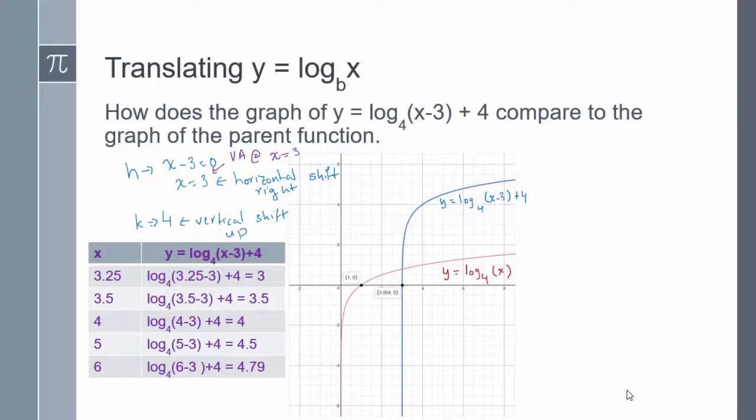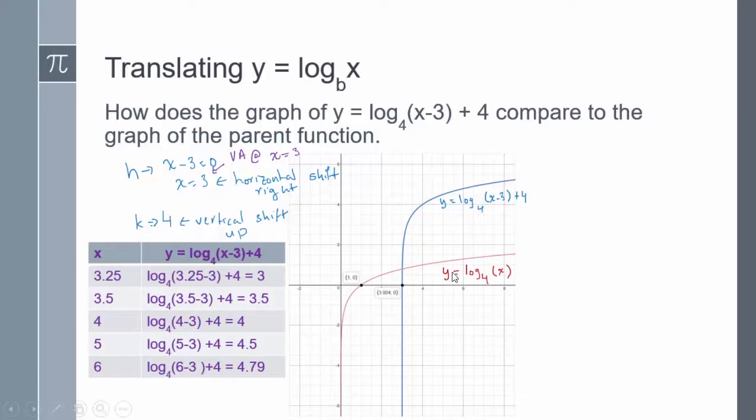At x equals 3.25, I got y equals 3. At x equals 3.5, y equals 3.5. At x equals 4, y equals 4. At x equals 5, y equals 4.5. At x equals 6, y equals 4.79. On the right, you can see the graph that we have.